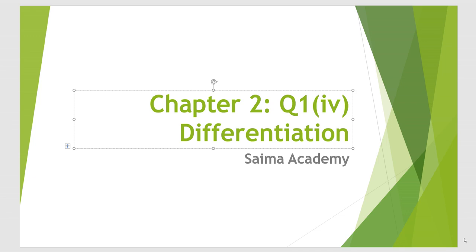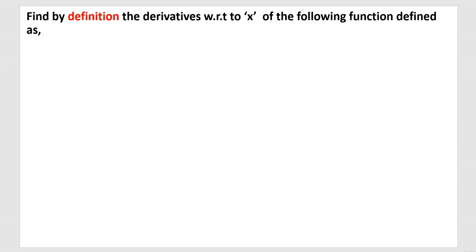In this lesson, we will solve part number 4 of question number 1. The question we have is: find by definition the derivative with respect to x of the following function, f of x equal to 1 divided by x cube. So we have to do differentiation with respect to x, but by definition. This is the important thing.